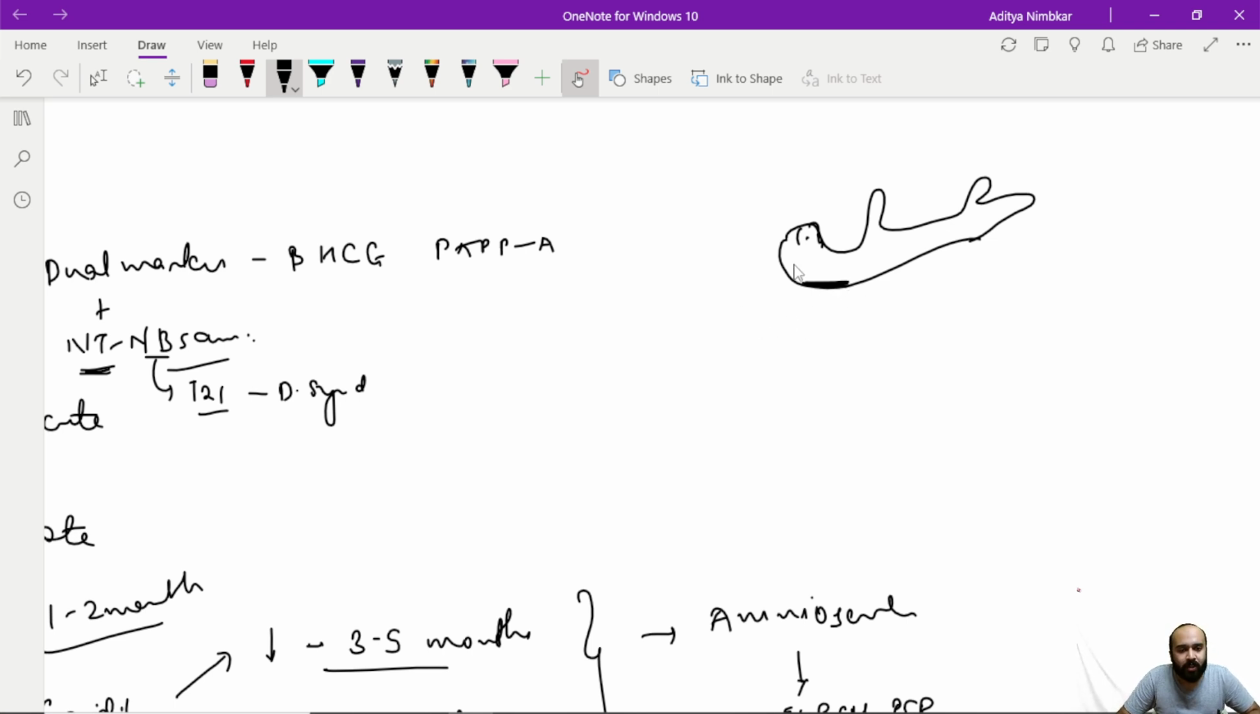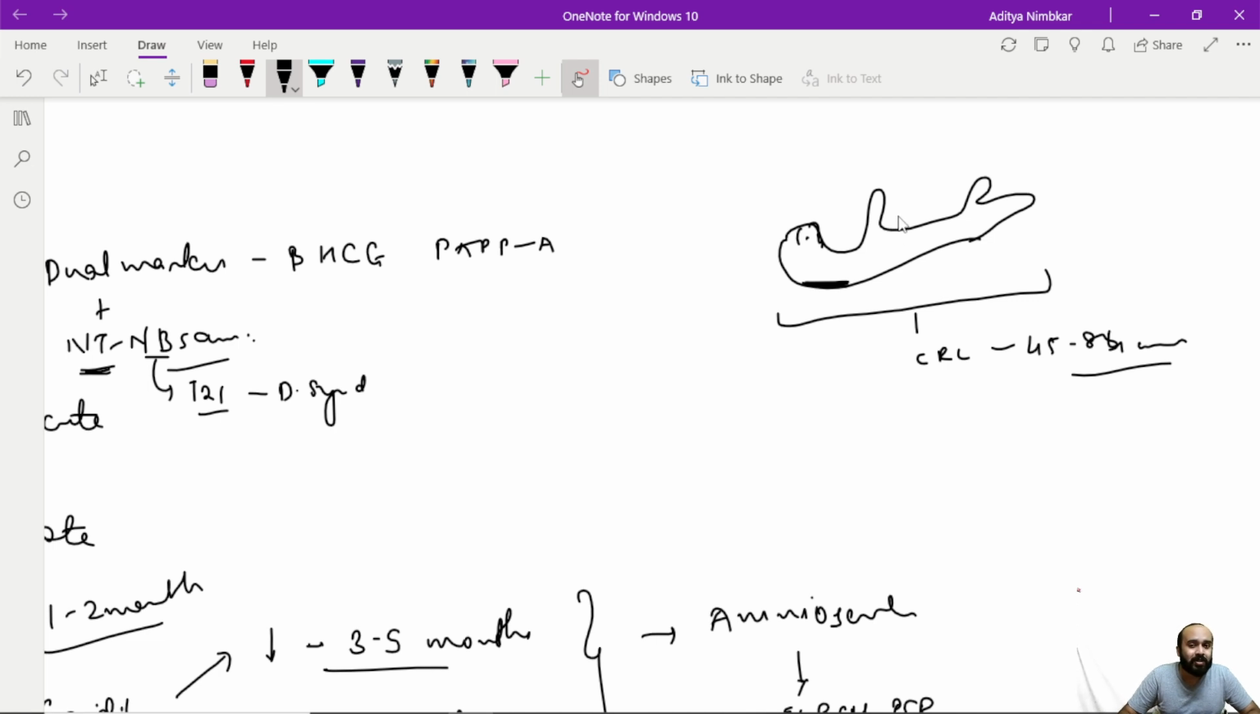So when you check, first of all, you have to calculate the crown rump length. If the crown rump length is between 45 to 84 or 85 millimeters, then this patient is a candidate for checking for nuchal translucency.